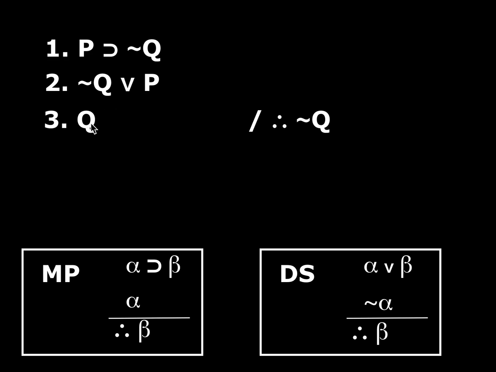What does DS say I can do then? It says that if I have these two pieces, then I can derive the other disjunct, the one that wasn't negated. So here I've negated the first one, so I can derive the second. So I can get P on a line by itself. So I'm going to write P, and my justification was I used the rule DS on 2 and 3.